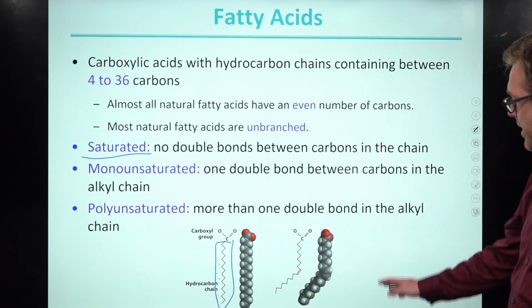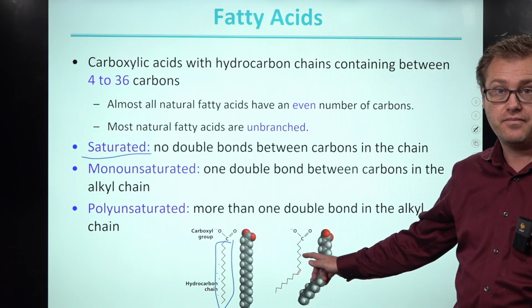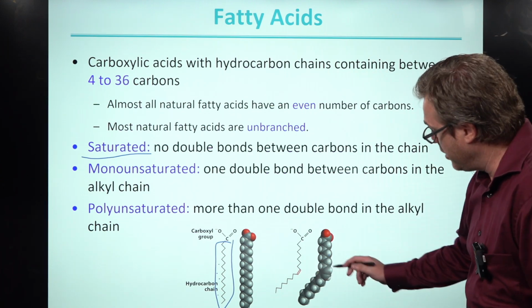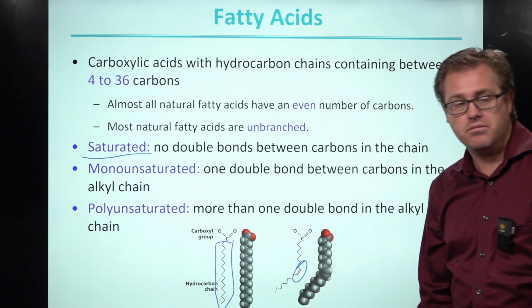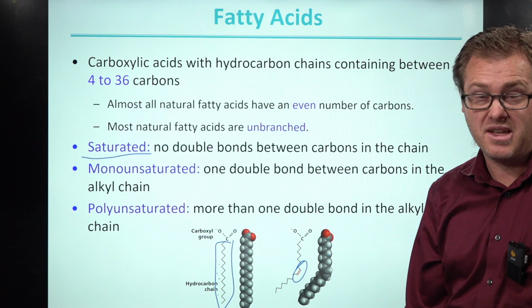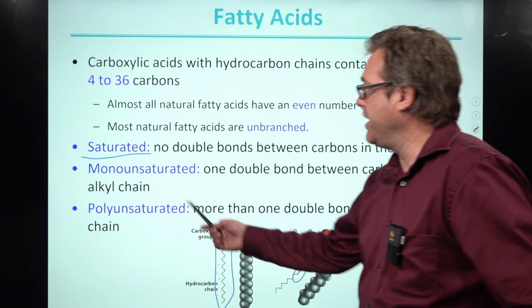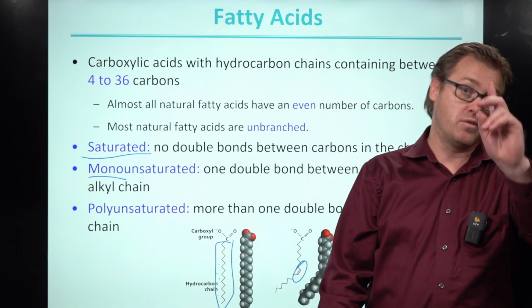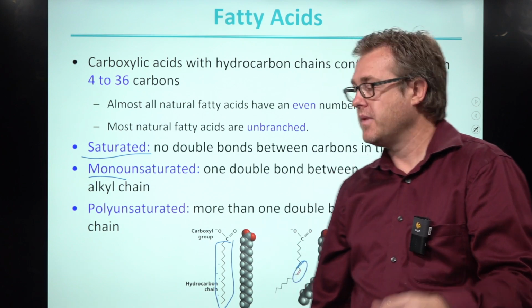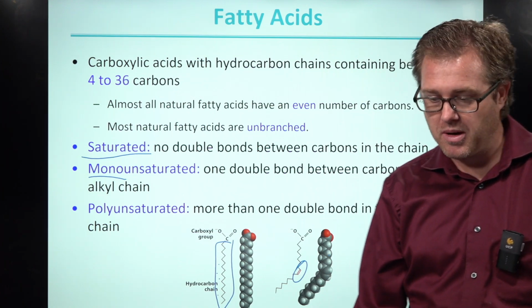So the difference between these two fatty acids is this one's going to have 2 fewer hydrogens, because those 2 carbons right there don't have the maximum amount of hydrogens. They're missing some. So that's what makes it unsaturated. And then you can see with the mono, that's saying that there's 1 double bond. And then a polyunsaturated would be adding more of those double bonds.